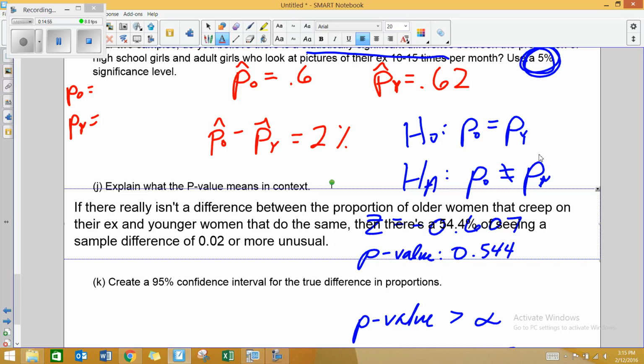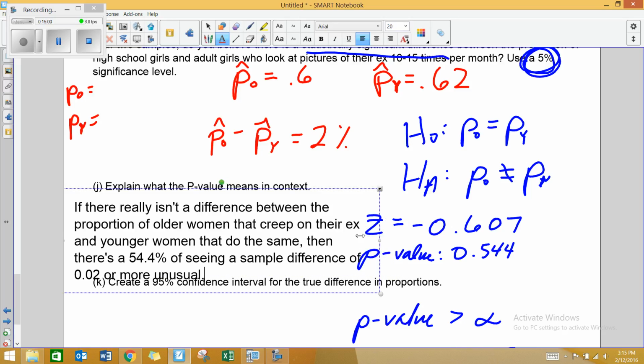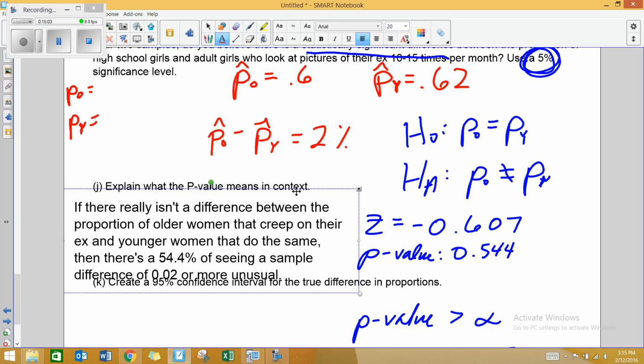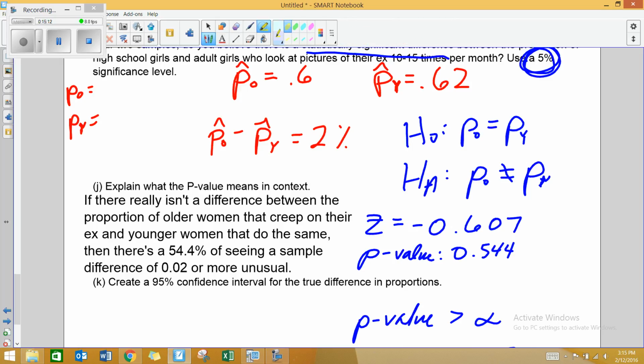I'll talk a little more about that. What this is saying is if the null is true, so if there truly isn't a difference between the high school women's proportion and the adult women's proportion, then the chances of seeing this specific sample and this specific sample difference, there's a 54% chance of seeing that. That's pretty good. That's going to happen about half the time. So that's not really that interesting. So we fail to reject.